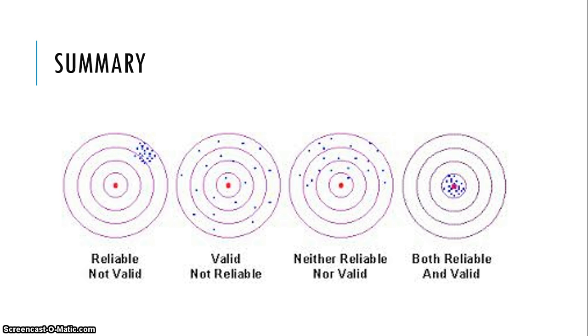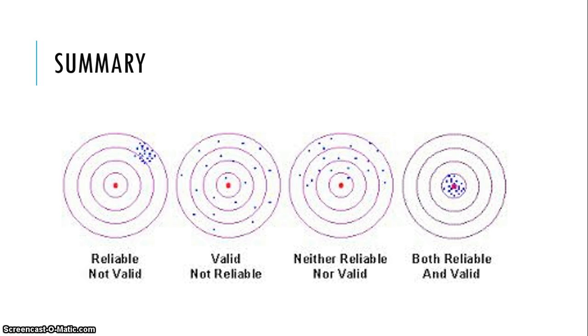Moving on to the second graph, it's valid but not reliable. It's not reliable because the person hasn't hit the same place twice. His scores are scattered all over the graph and none of them have hit the same place. It's valid, however, because if we take an average of all those scores, the average would fall around the middle of that graph.